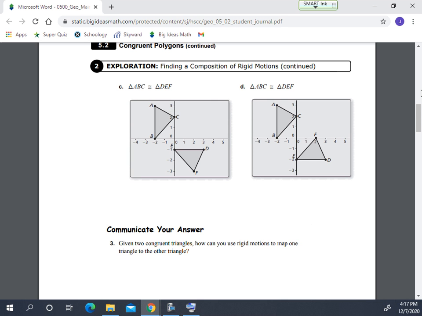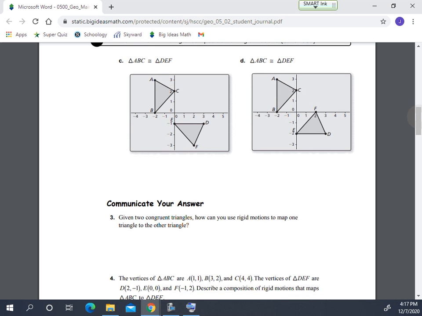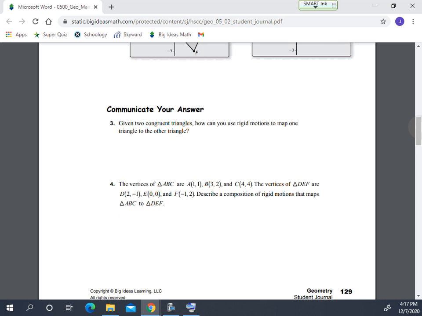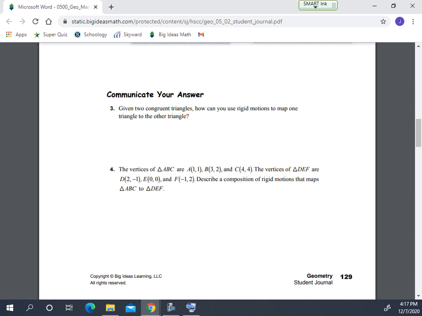Those can get difficult. So number 3 says, how can you use rigid motion to map one triangle onto the other? What you can do is look at the orientation and decide which rigid motion will get it there. Okay. Number 4, I'll let you guys do. Okay.